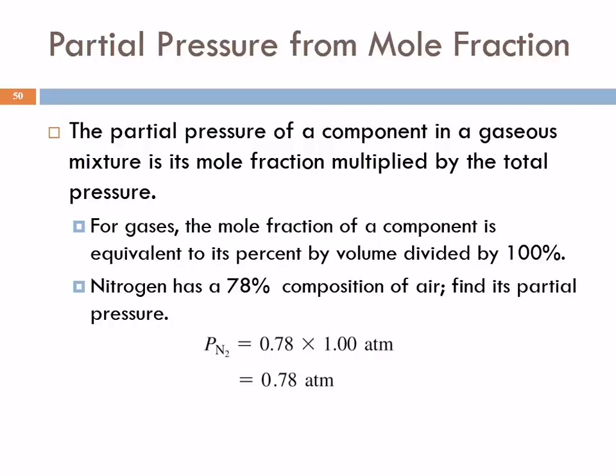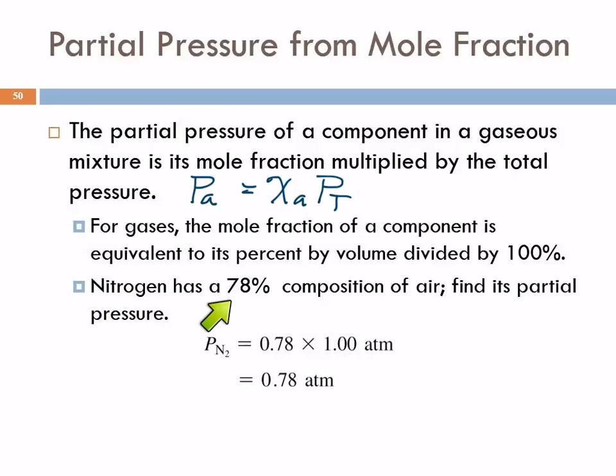So what can we do with that equation? The partial pressure of a component in a gas is its mole fraction multiplied by the total pressure. That's what that equation said. The partial pressure of a component, P of A, for gas A, equals the mole fraction of A times the total pressure. So if we know what the mole fraction is, then we can figure out what the partial pressure is.